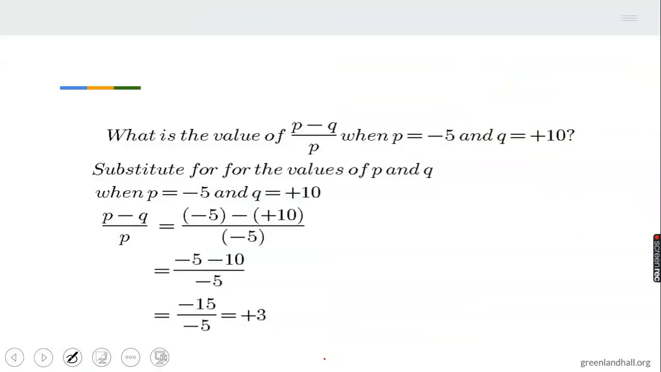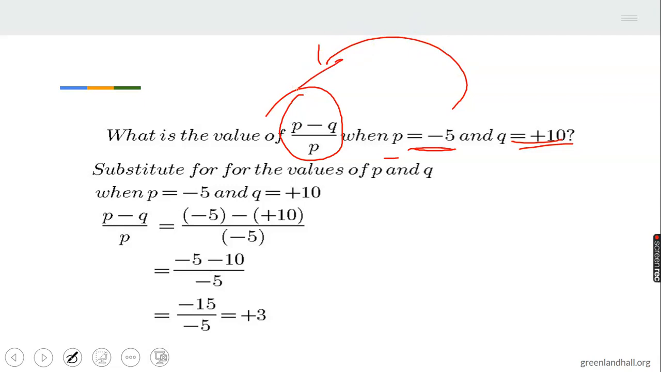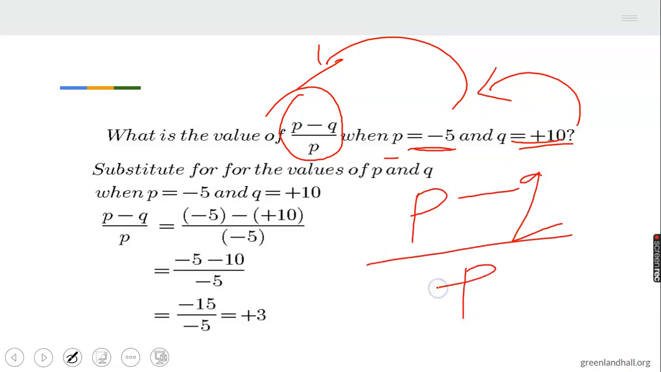Now, what is the value of p and q? Look at this. When p is minus 5 and q is plus 10. That is, everywhere you see p, you replace it with minus 5. And everywhere you see q, you replace it with plus 10. And what is the equation? We have p minus q all over p. What is p? P is minus 5. You can see it here. Look, this is p. You replace it with minus 5.